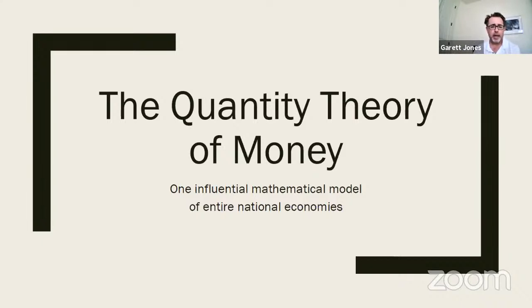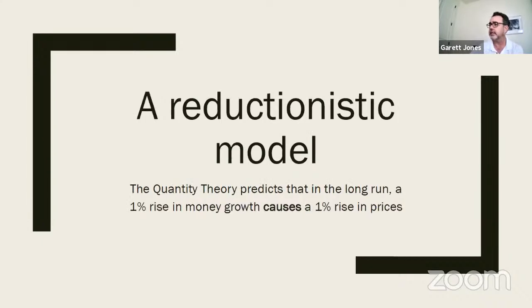Almost everyone here has had some experience with the quantity theory of money, the idea that money growth causes inflation. Now, this is an obviously totally reductionistic model, a ridiculous oversimplification of an entire complex reality, trying to boil down the entire world to one simple equation. And as I'm assuming just about everybody here knows, the quantity theory predicts that in the long run, a 1% rise in money causes a 1% rise in prices.